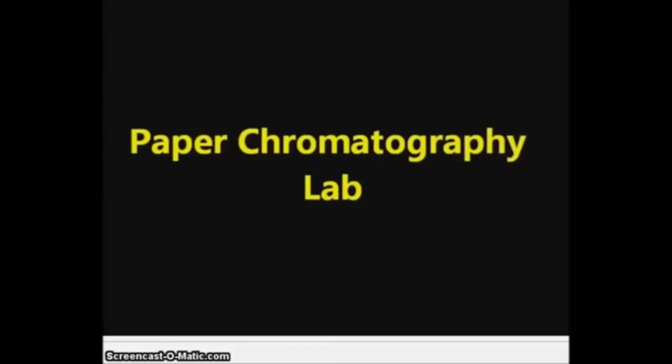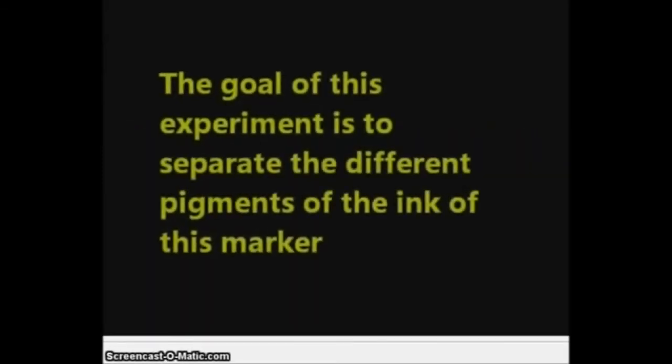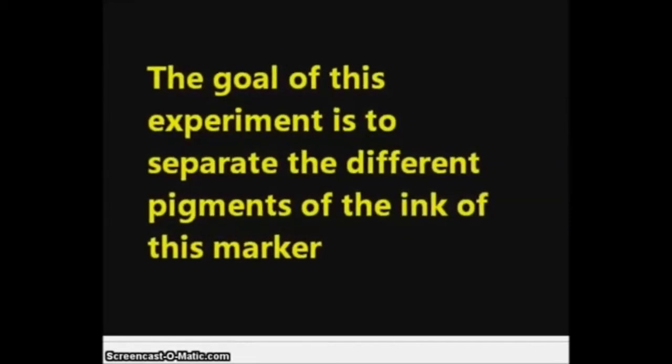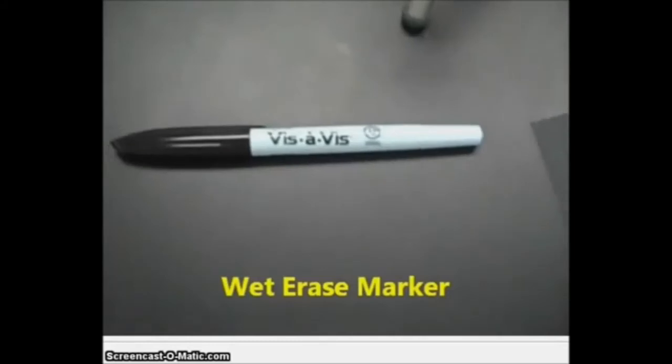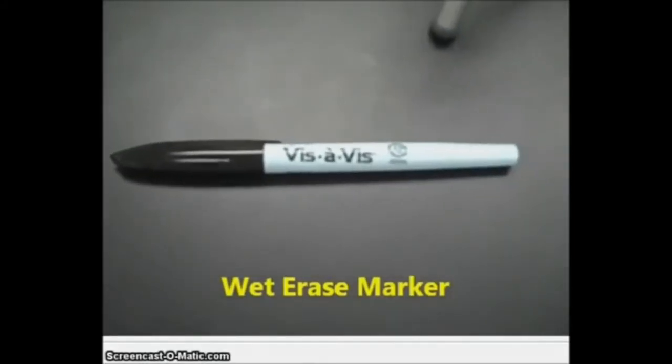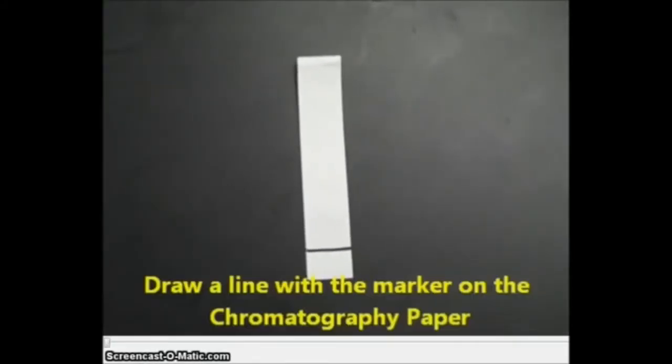This video shows an example of a chromatography experiment. The goal of the experiment is to separate the different pigments of ink which are present in a wet erase marker, which we'll see right here. So a vis-a-vis marker is wet erase, which means that the pigments are water soluble. We'll start our experiment by drawing a line with the marker on the chromatography paper.